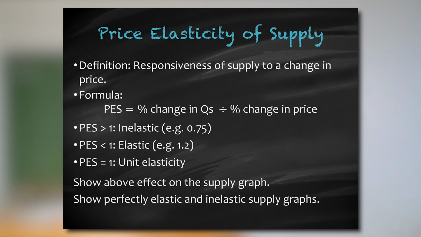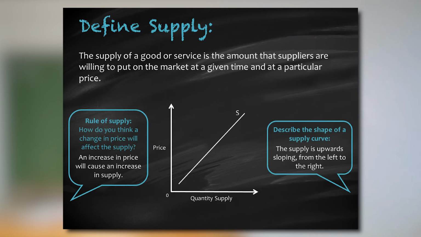So you must also keep in mind what the rules of supply are. We have said if the price increases, the supplier will try to supply more. If the price decreases, the supplier will try to supply less, and that is to maximize his profits.